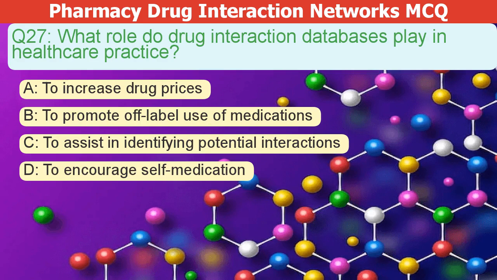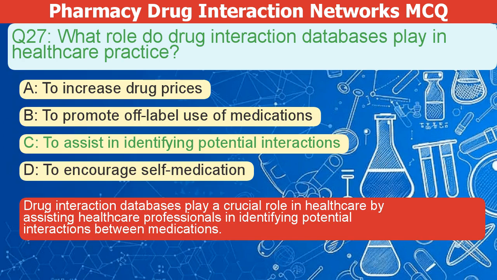What role do drug interaction databases play in healthcare practice? A. To increase drug prices. B. To promote off-label use of medications. C. To assist in identifying potential interactions. D. To encourage self-medication. The correct answer is C. Drug interaction databases play a crucial role in healthcare by assisting healthcare professionals in identifying potential interactions between medications.